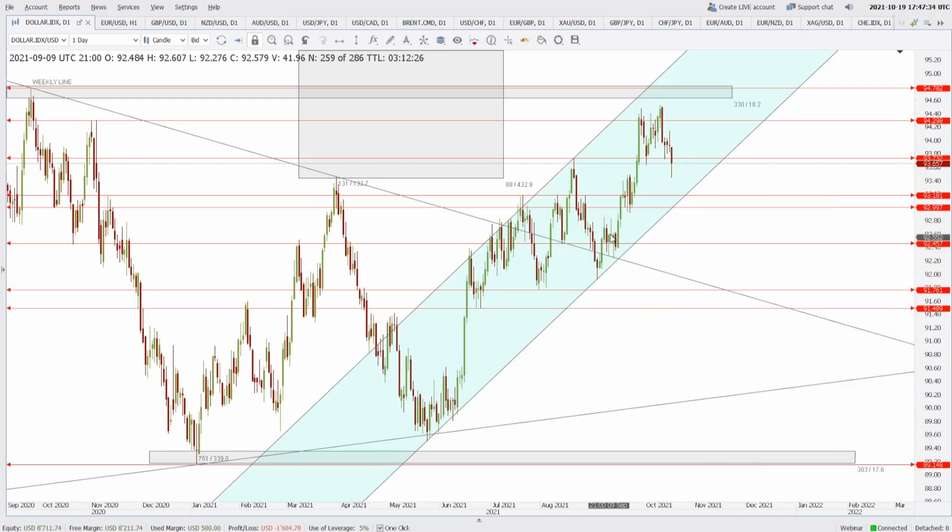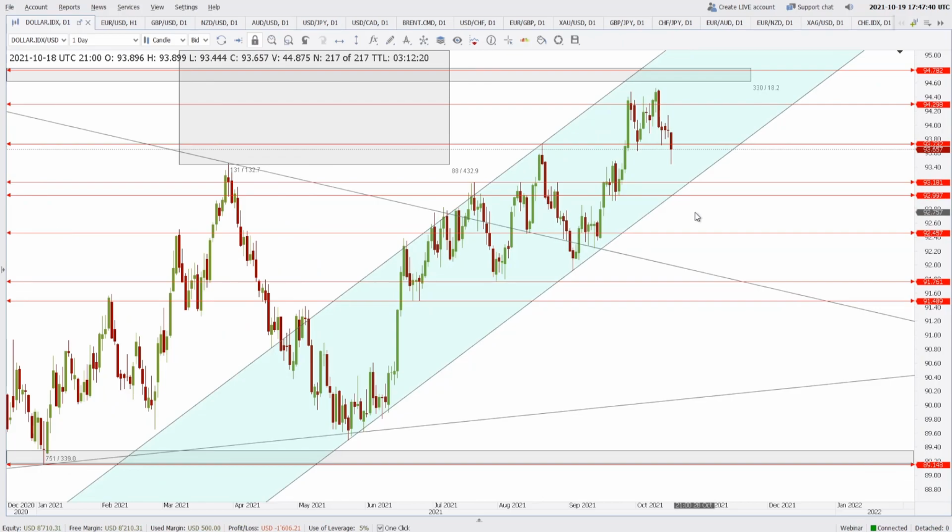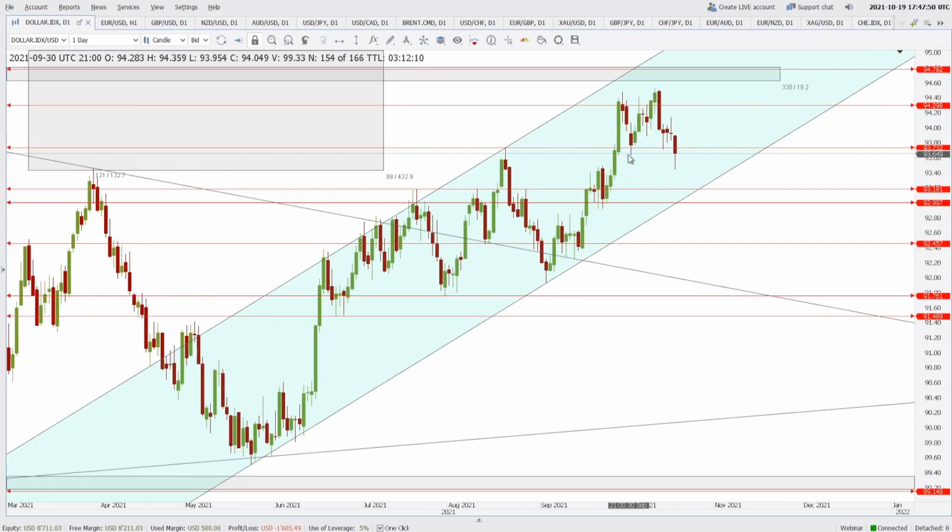I feel that if the price goes to these lines, it will get a reaction from the buyers or the sellers. Now the price is trading at 93.65 on the US dollar index daily chart, and has broken below these two lows that the price made on 3rd of October and on 13th of October. When price made these lows, it tended to give a reaction.